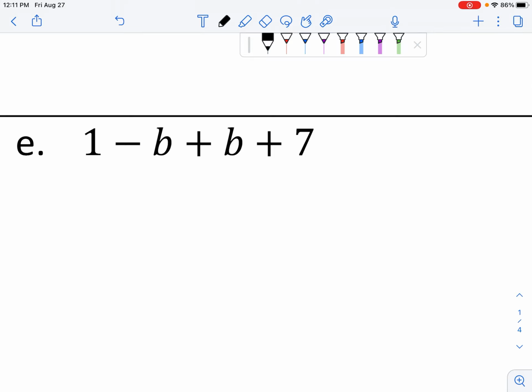Sometimes, let's see what happens here. So I have a -b. This one I'm going to stack. So I have a +1b and a -b. I'm going to cross these out while I stack them. I also have a +7 and a +1.